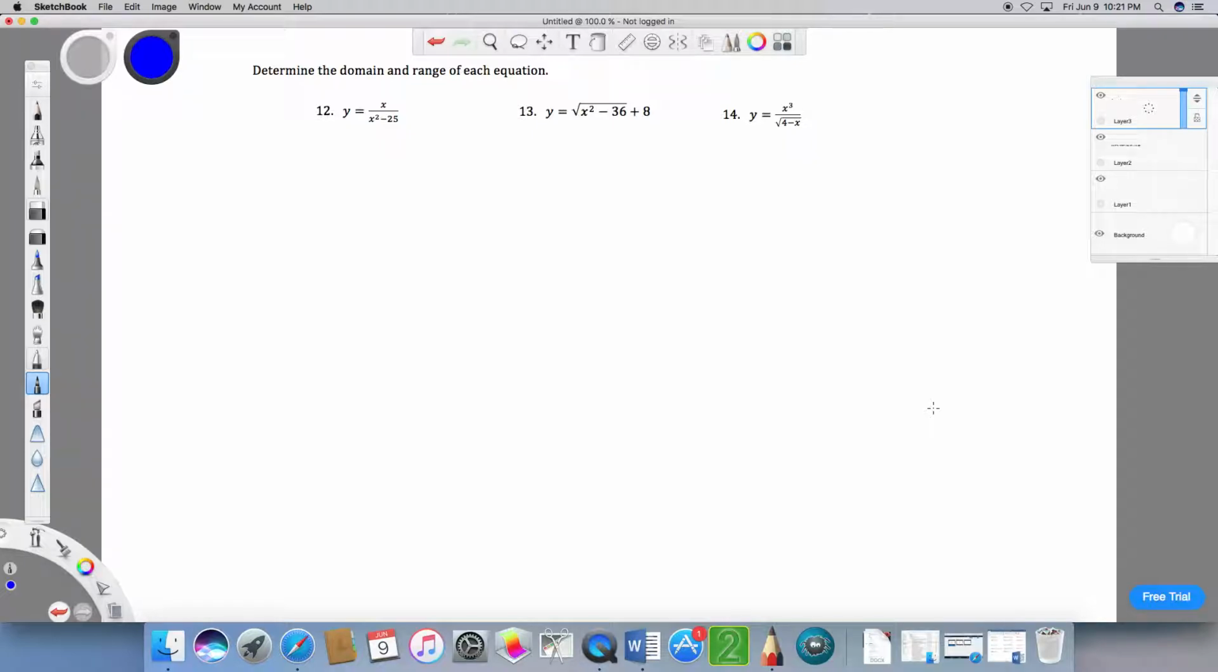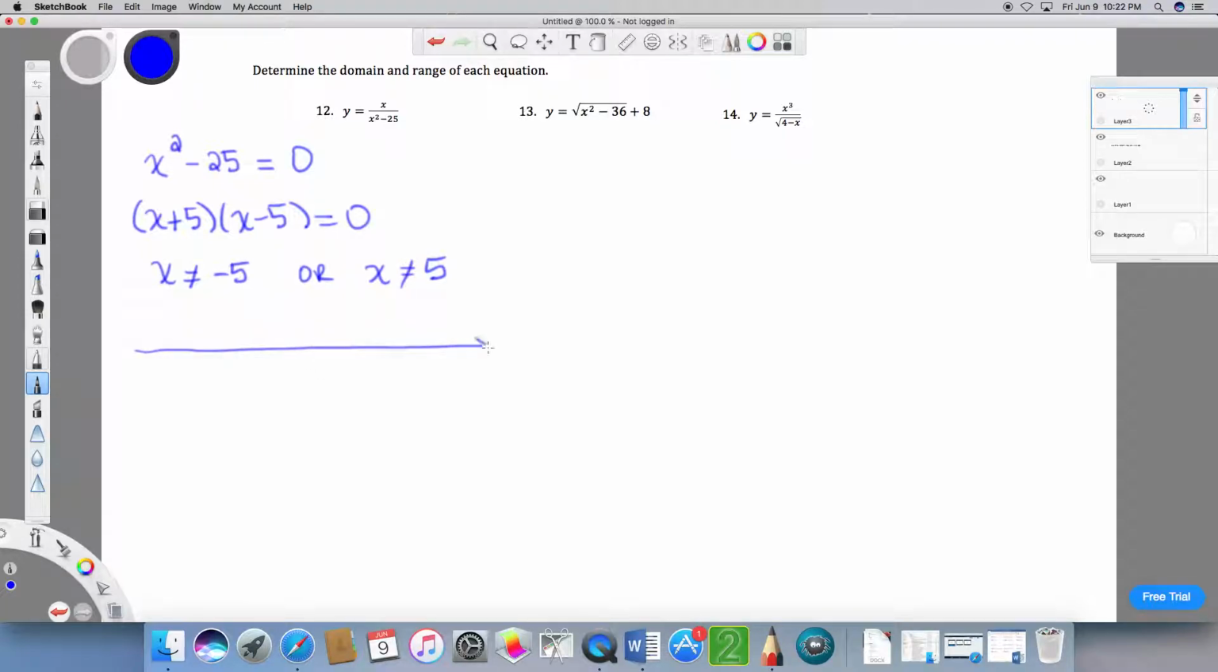So if we look at number 12, we don't have any square roots, but we do have a variable in a denominator. So we're concerned about x squared minus 25 if that were ever equal to 0. This factors to x plus 5 times x minus 5. And if x were allowed to equal negative 5, or if x were allowed to equal positive 5, that would give us a 0 in the denominator, and that would be undefined. So we actually have to throw these two values out of the domain.